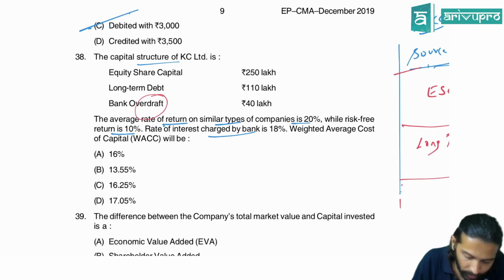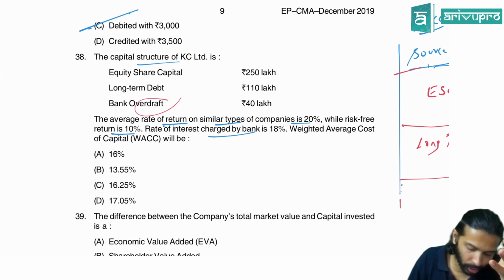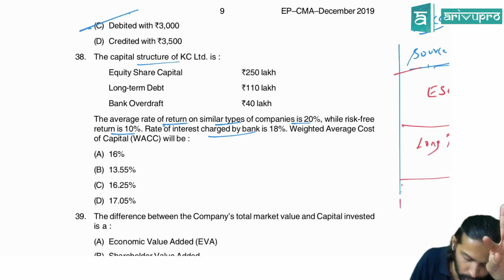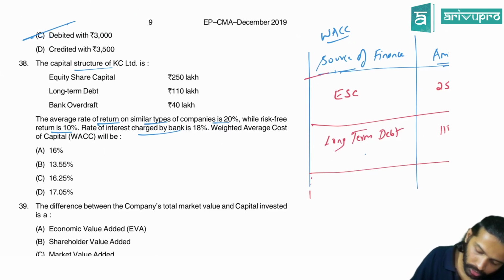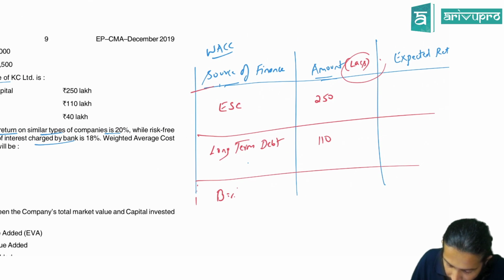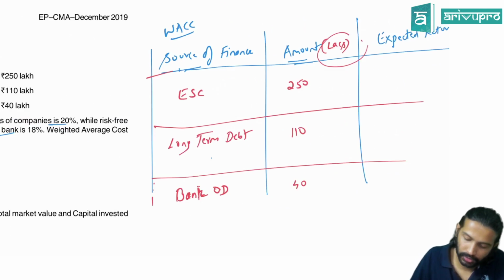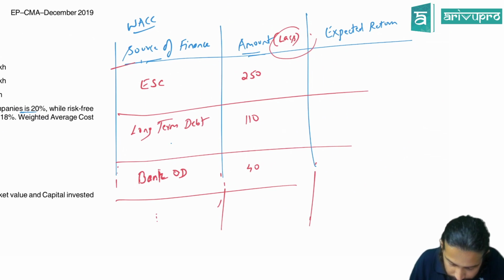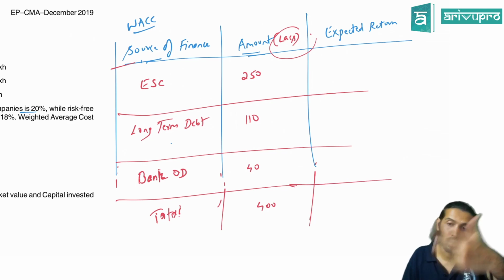Another one is bank overdraft. I told you few books don't consider bank overdraft because bank overdraft is a short-term finance. Normally for economic value added, we take long-term finances. Hence, majority of the books don't take it. But our study material, ICSI study material, considers this. Hence, we will also do it like that only. Meaning all the sources of finance, whether short-term or long-term, you take everything. Bank overdraft is 40 lakhs. This is the total source of finance. Can you give me the total? 250 plus 110 plus 40. It will be 400 lakhs is the total capital or total source of finance.